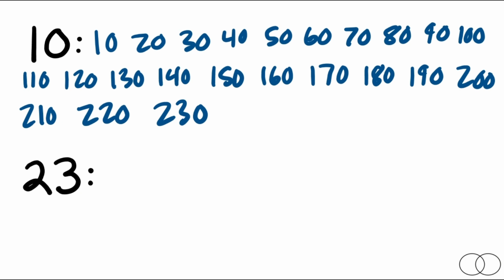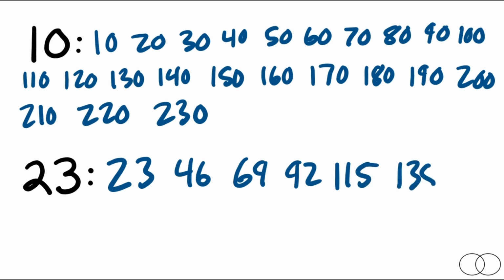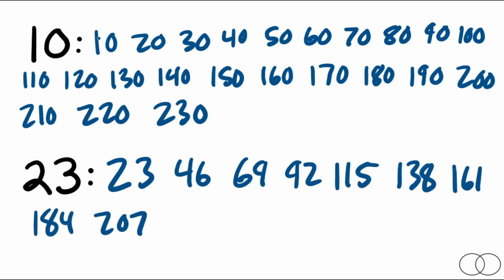So I know that'll work, but let's count by 23s just to be sure. And again, grab your handy dandy calculator and do 23 plus 23, and then just keep hitting the equal sign to count by 23s. So we got 23, 46, 69, 92, 115, 138, 161, 184, 207, and 230. Now, 230 is the smallest number that appears on both lists. Therefore, 230 is the least common multiple of 10 and 23.